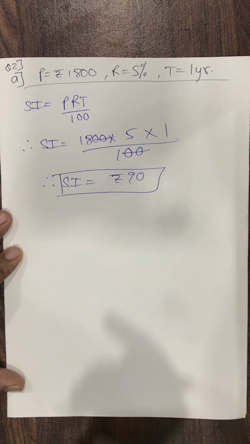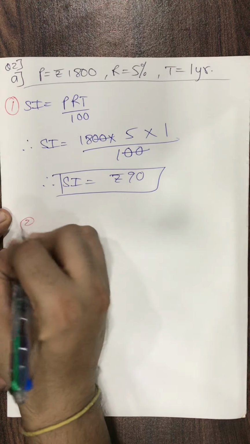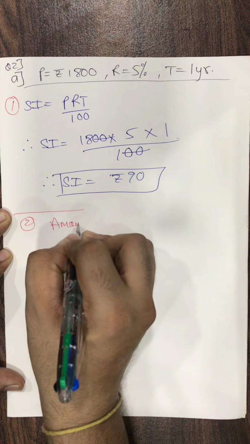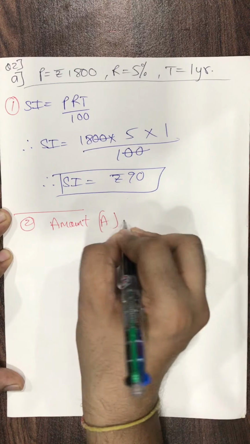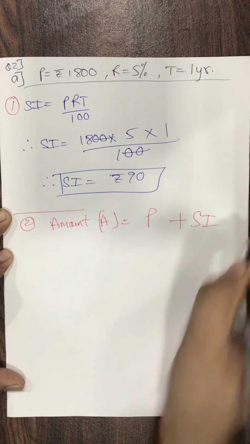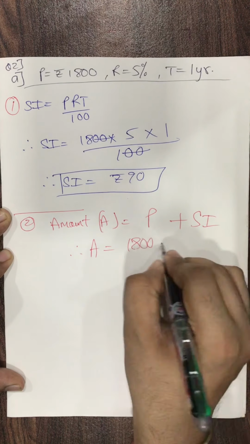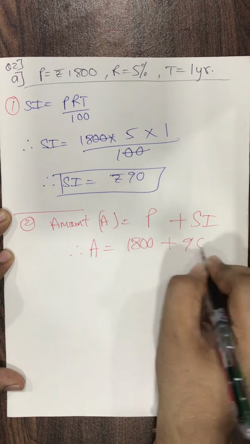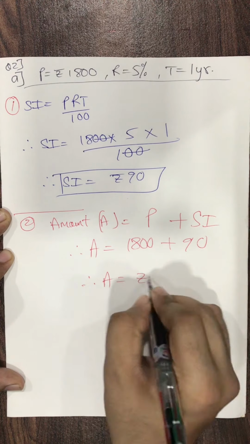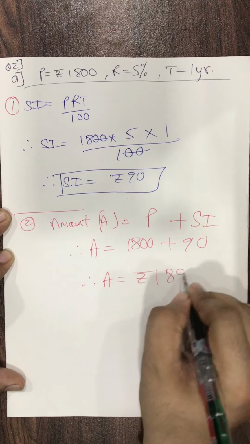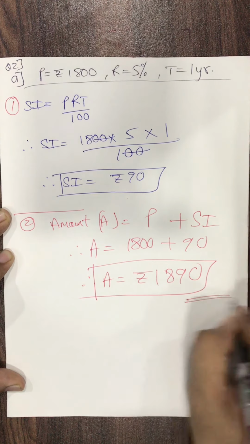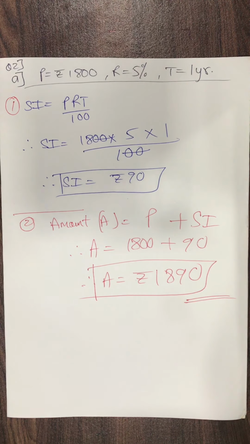Now let's find the second part, amount. What's the formula for amount? Amount, denoted by capital A, is principal plus simple interest. Therefore, capital A amount, principal was 1800 plus simple interest is rupees 90. Therefore, capital A amount is equal to rupees 1890. So simple. Hope you all understood this sub question. Okay. Thank you, students.